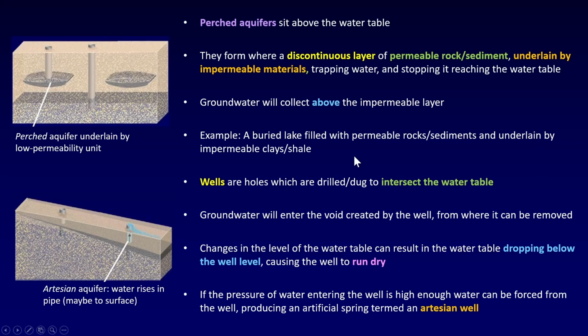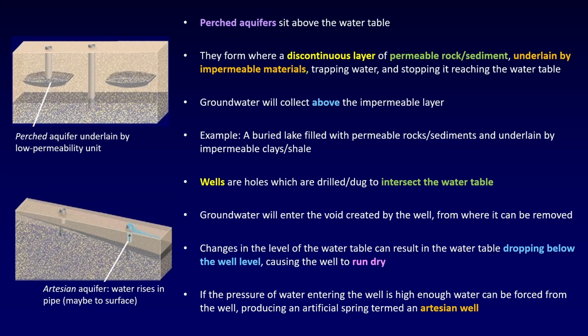So once we know where the water table is and where the aquifers are located, how do we actually access the water contained within them? Well, in order to do that, we are going to use wells. And wells can either be drilled or dug, and the aim of them is to intersect the water table. And so all the well is, is essentially an artificial void into which water can flow. So the water can leave the aquifer and enter the well, and then obviously it can be removed from the well.